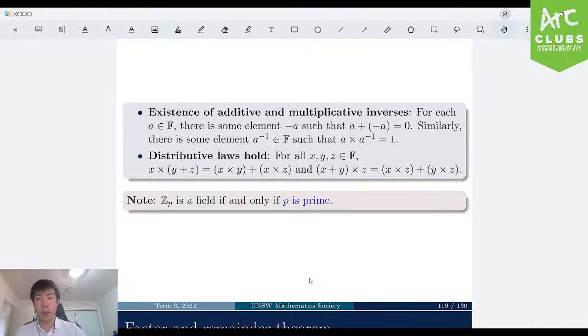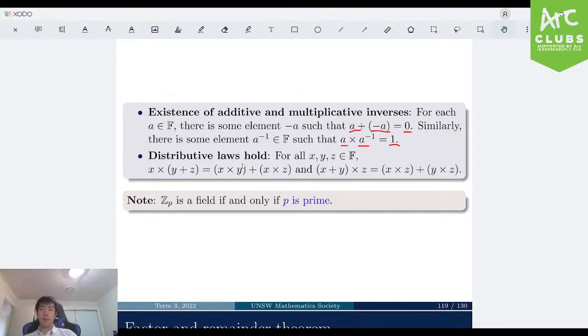Existence of additive and multiplicative inverses. So if you have a field, that means for any element, you will always have an additive inverse, so always an element such that when you add on the inverse of A additively, you'll get back to 0. And similarly, a multiplicative inverse, so that whenever you do A times its multiplicative inverse, you always return back to 1. Okay, and there are also the distributive laws.